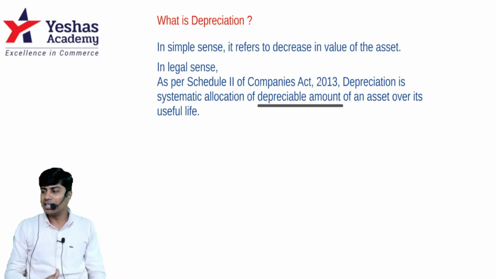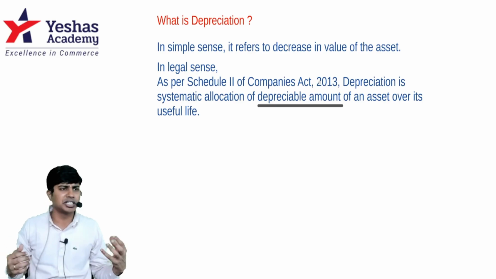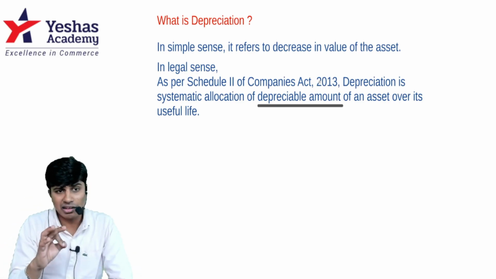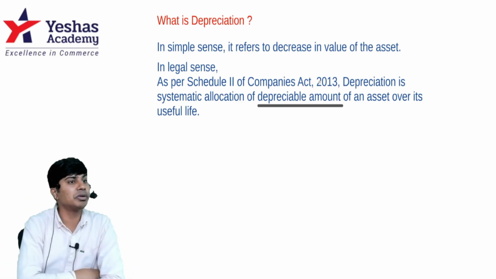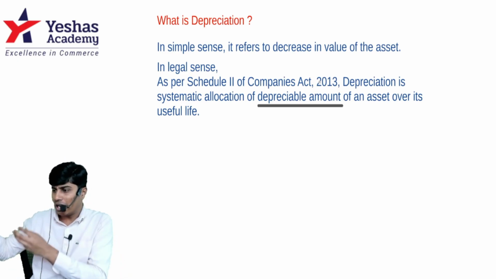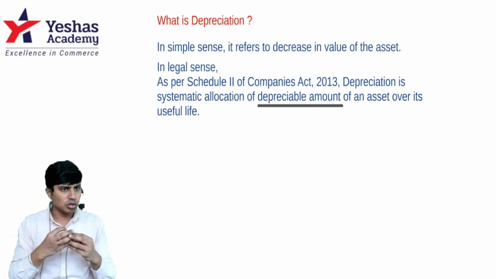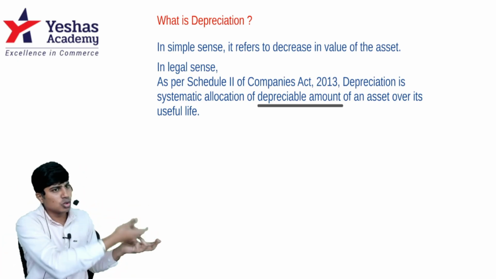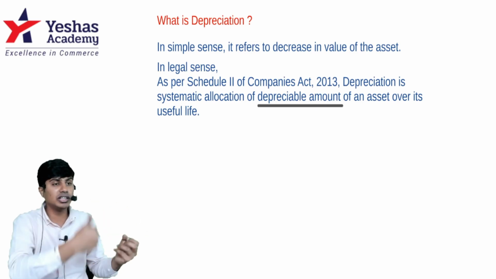Here we have a beautiful word which I have underlined. What is the word that you see? Depreciable amount. What do we mean by depreciable amount? You bought the asset for 1 lakh. That does not mean the asset has to be depreciated by 1 lakh. Why? You paid 1 lakh to buy the asset. At the end of the useful life, if you sell to the scrap dealer, he's going to give you 10,000.